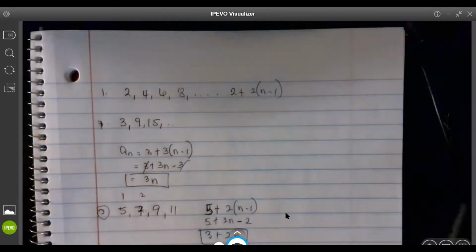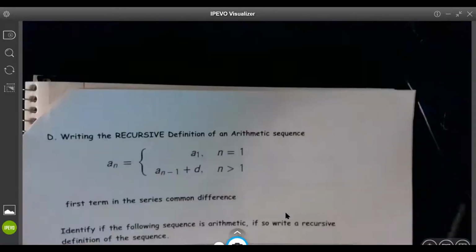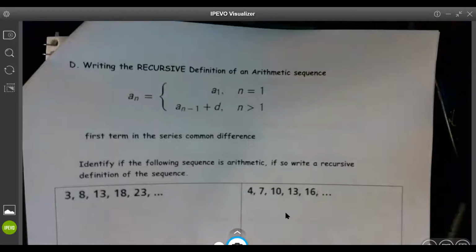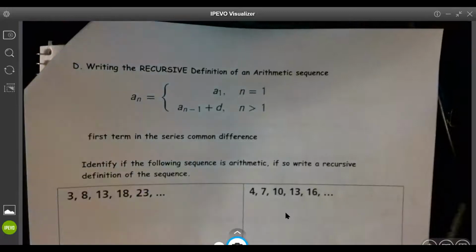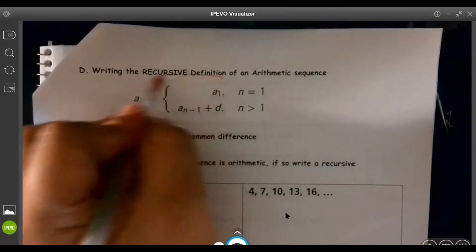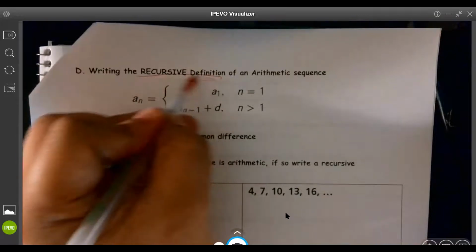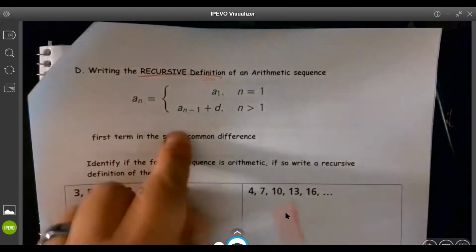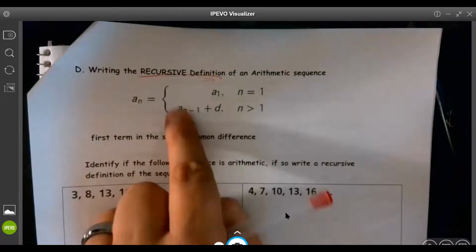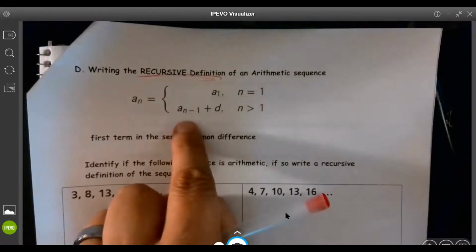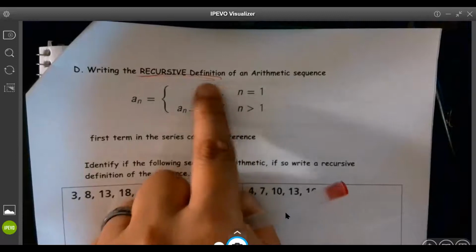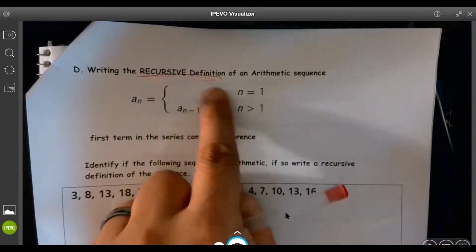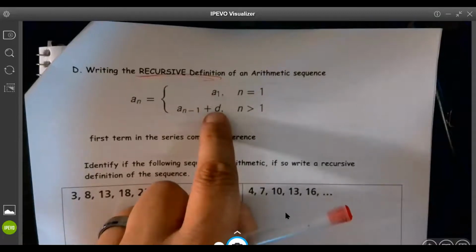Now, there are different ways of writing an arithmetic sequence. The first one is you can write an arithmetic sequence using a recursive definition. Now, what is this recursive definition? A recursive definition is something that just gives you a formula. It doesn't list down the numbers. So there are no numbers that you see here, but it tells you what's the first term and what is the common difference.